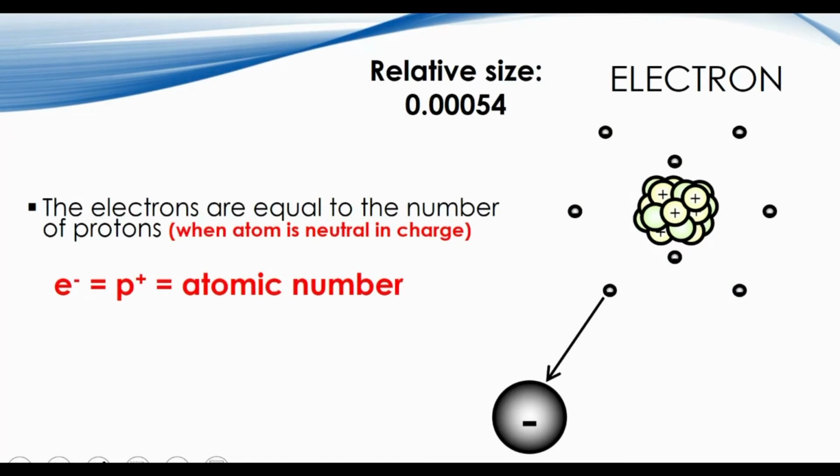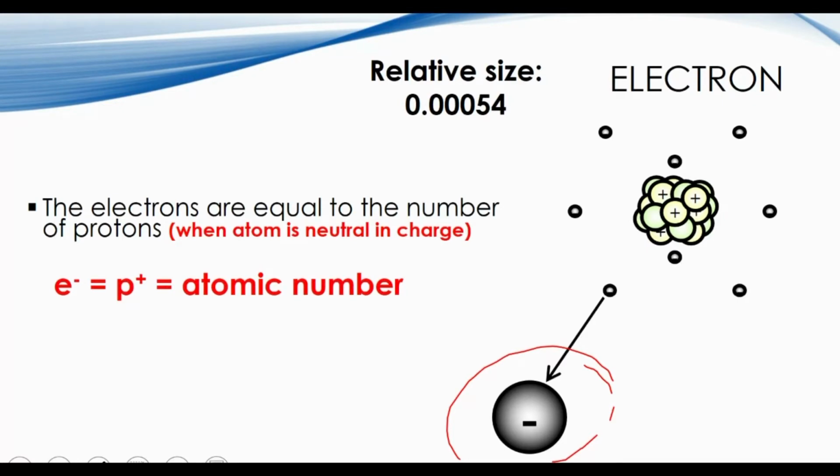The last one we have to look at is the electron. The electron, as it shows you here on the diagram, is a negatively charged particle. It is going to have a relative size of 0.00054. So remember, the proton and the neutron were 1 each, and the electron is a very small decimal number. So that should tell you that in comparison to the proton and the neutron, the electron is a very, very, very small subatomic particle, which helps you also to realize that, if you remember from the very beginning of the video, the majority of the mass of an atom comes from the proton and the neutron.